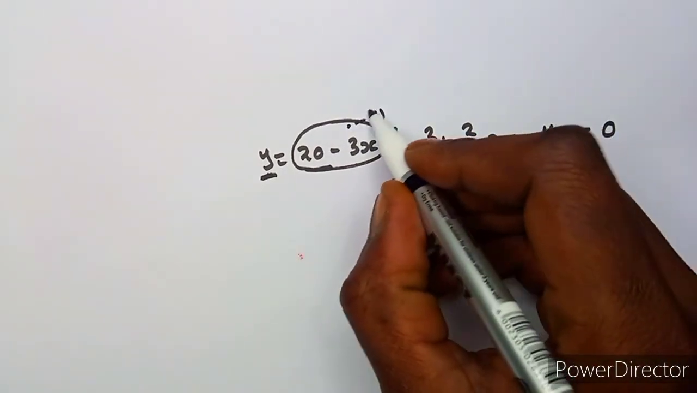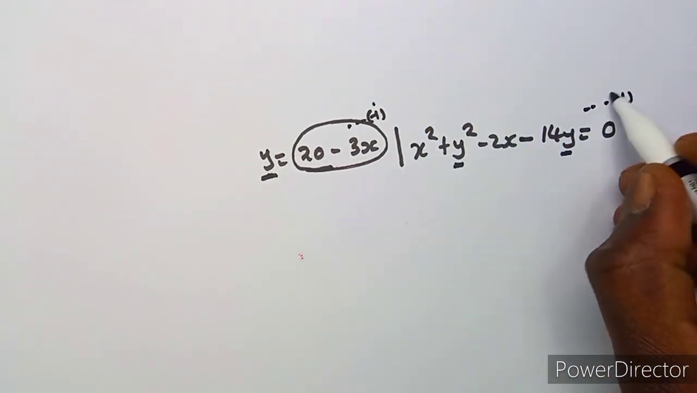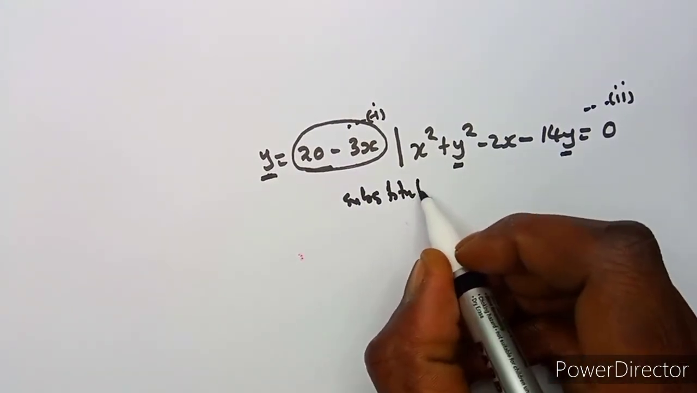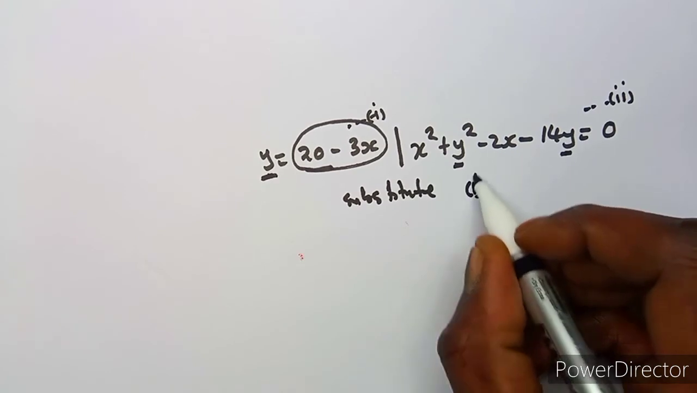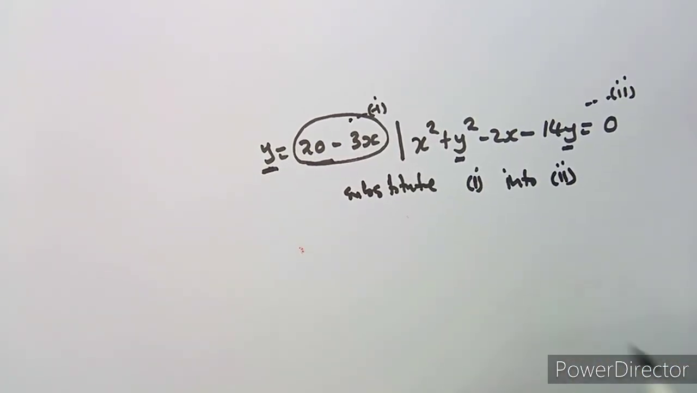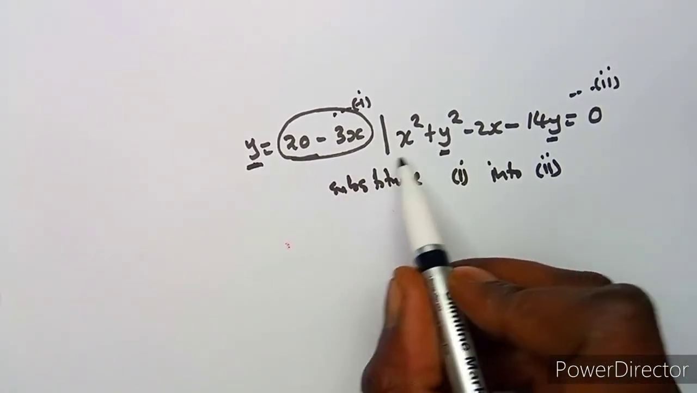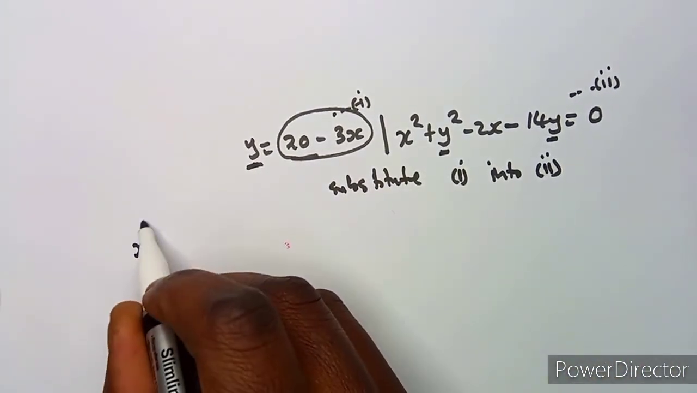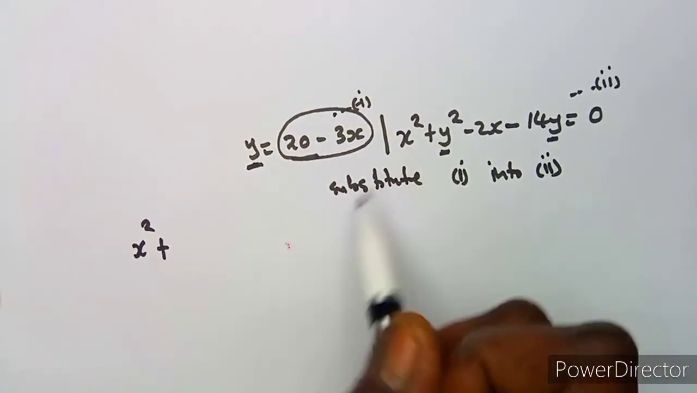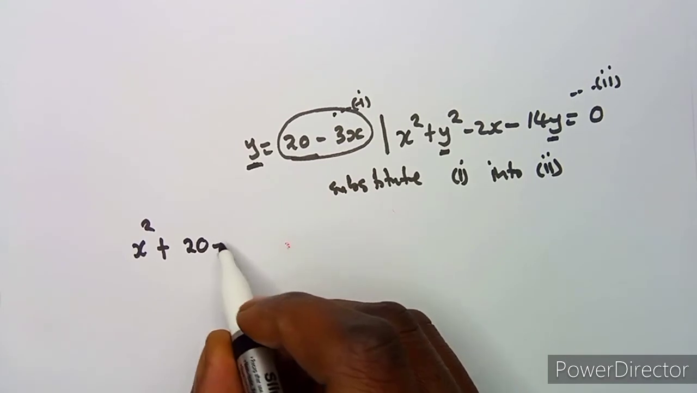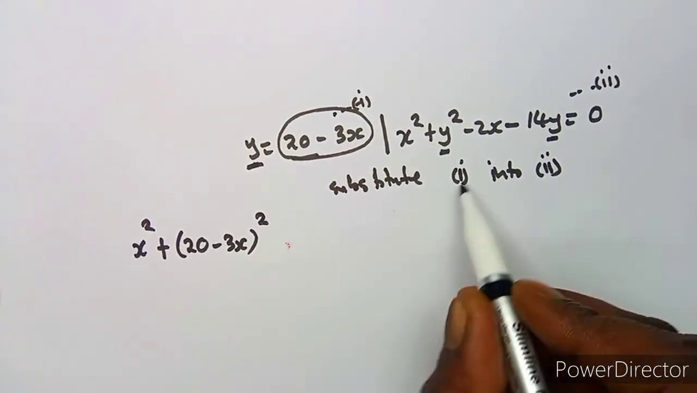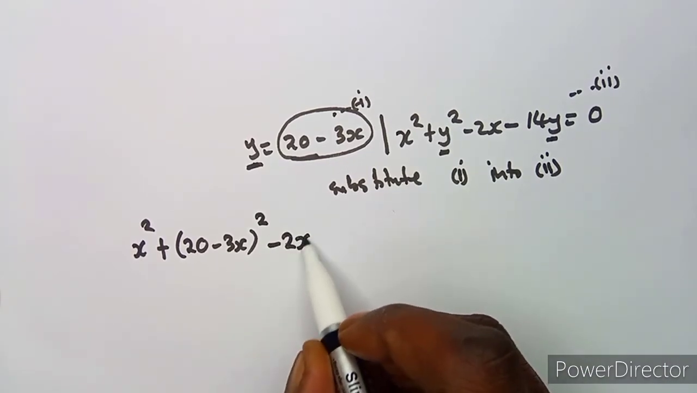So let's just say this is our equation 1 and this is our equation 2. So I'm going to substitute equation 1 into equation 2. That's just like that. Okay, so that means in place of y, I'm going to substitute this. So this is going to be x squared plus y squared now, of which our y is 20 minus 3x, to the exponent of 2, minus 2x. All right, that's minus 2x.